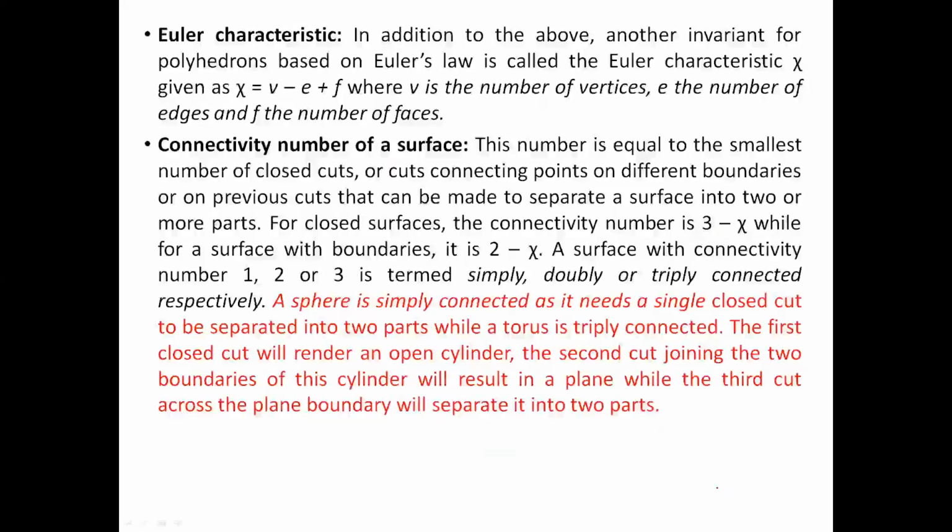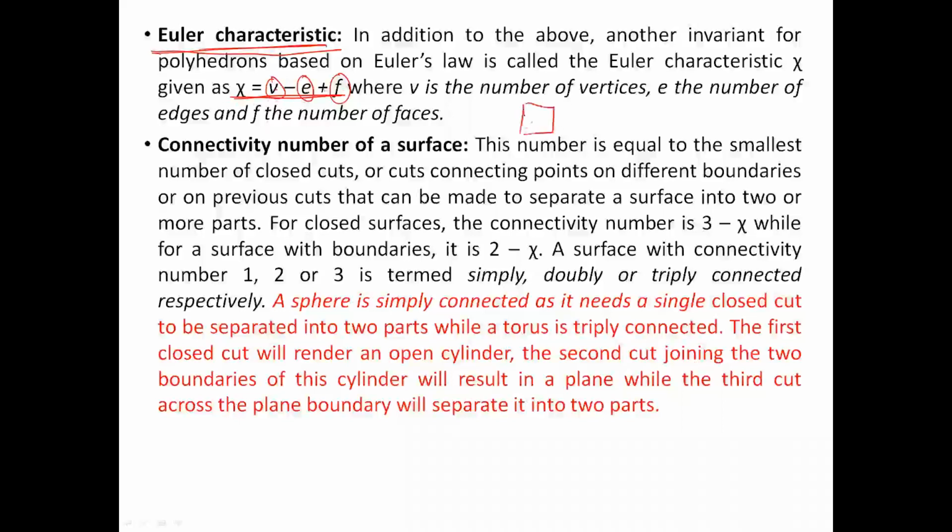Then there is a factor called Euler characteristic. And this value of Euler characteristic is given by the formula zeta, where zeta is equal to vertices minus edges plus faces. So this is the formula of zeta, and the value of zeta depends upon these three basic factors.